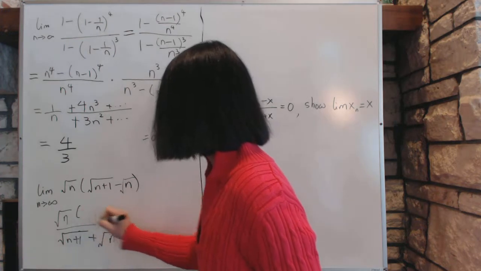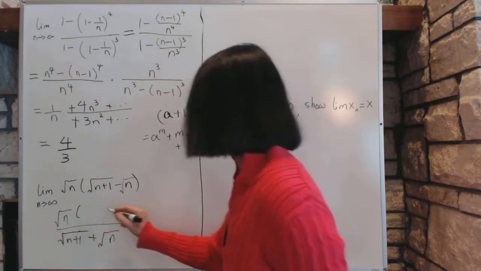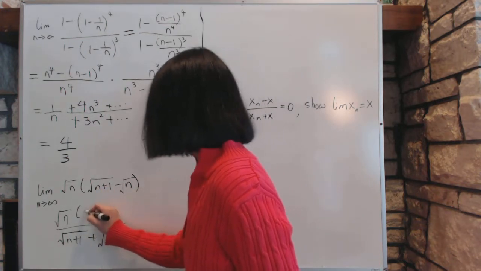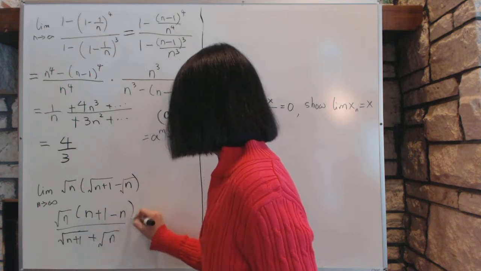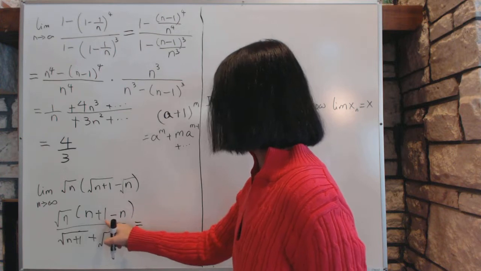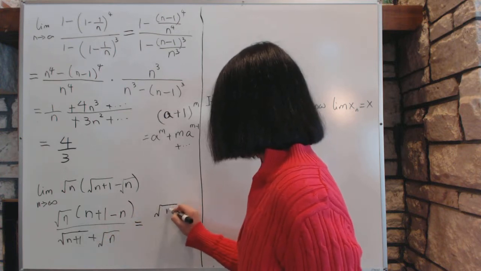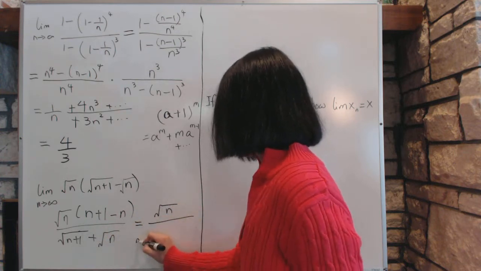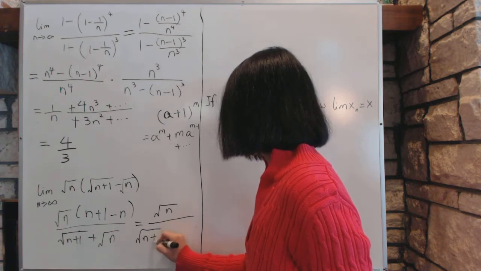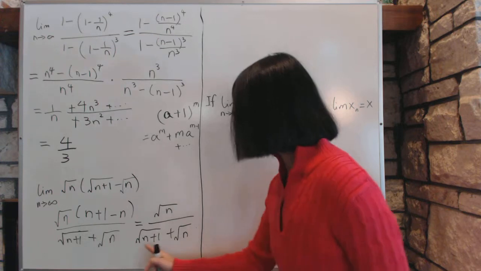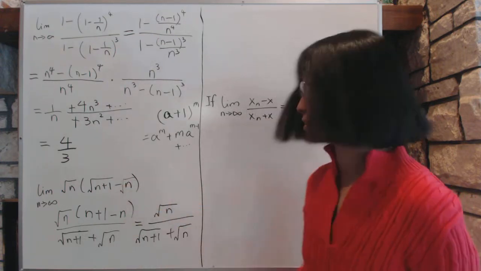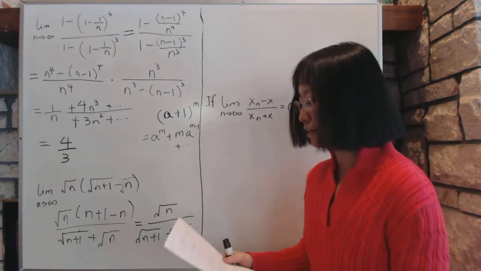And then the top becomes the minus times the plus, which becomes a difference of squares, so that you just have n plus 1 minus n. And that, of course, is just 1. So what we have after rationalizing is this: square root of n plus 1 plus square root of n. Okay, so in rationalizing, we end up with something in the denominator.